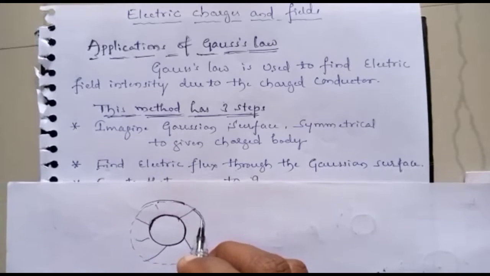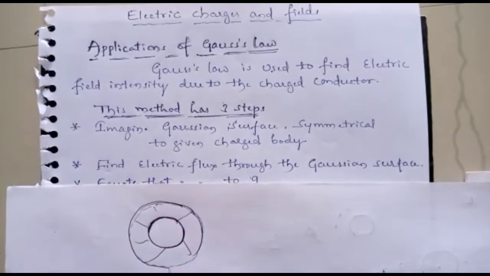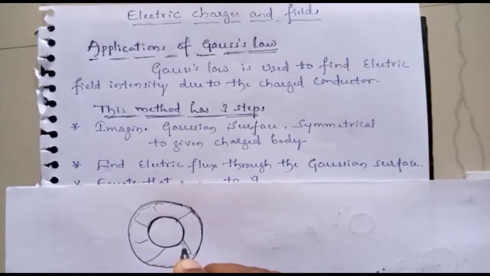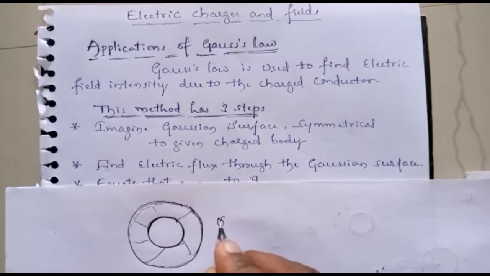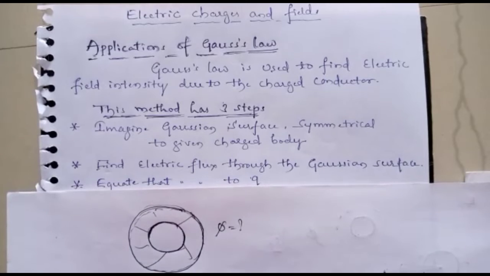Gaussian surface. The second step is through this Gaussian surface, what is the electric flux due to this shell. That is the second step, that is phi. Phi is equals to what? Through this spherical Gaussian surface.